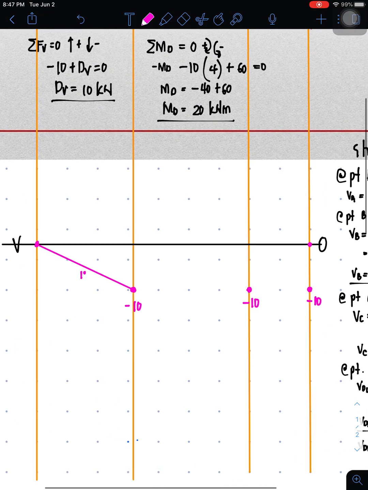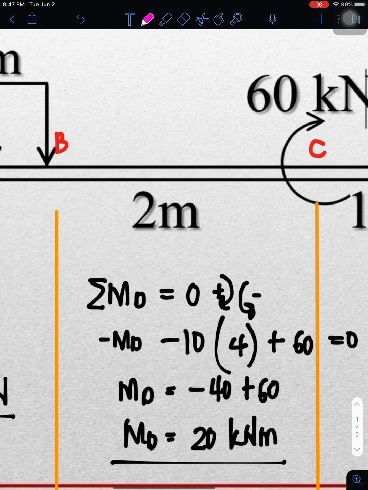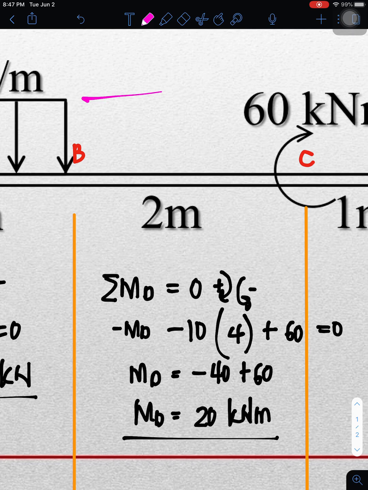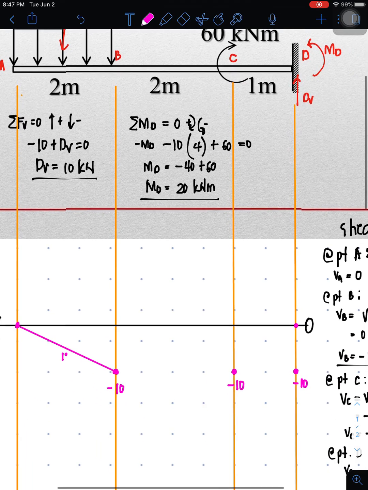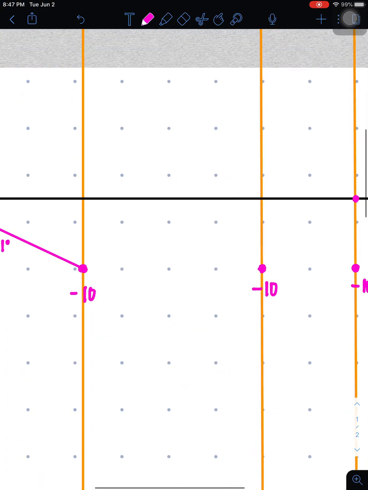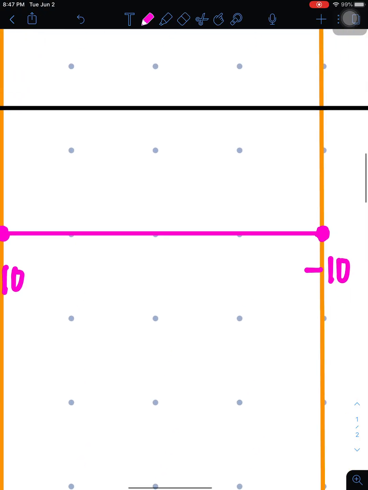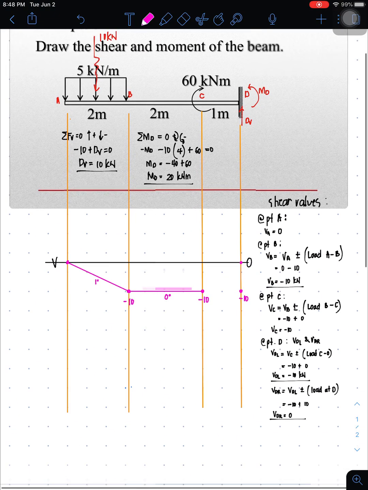Next, from this 10 and this negative 10. So it's obvious man, no? It's just a horizontal line. Nganong horizontal? Kay wala may load between this, no? So horizontal na. So kita mo initiate sa curve kay wala may load. So this is at 0 degree. Balikan lang nako. This is at 0 degree.